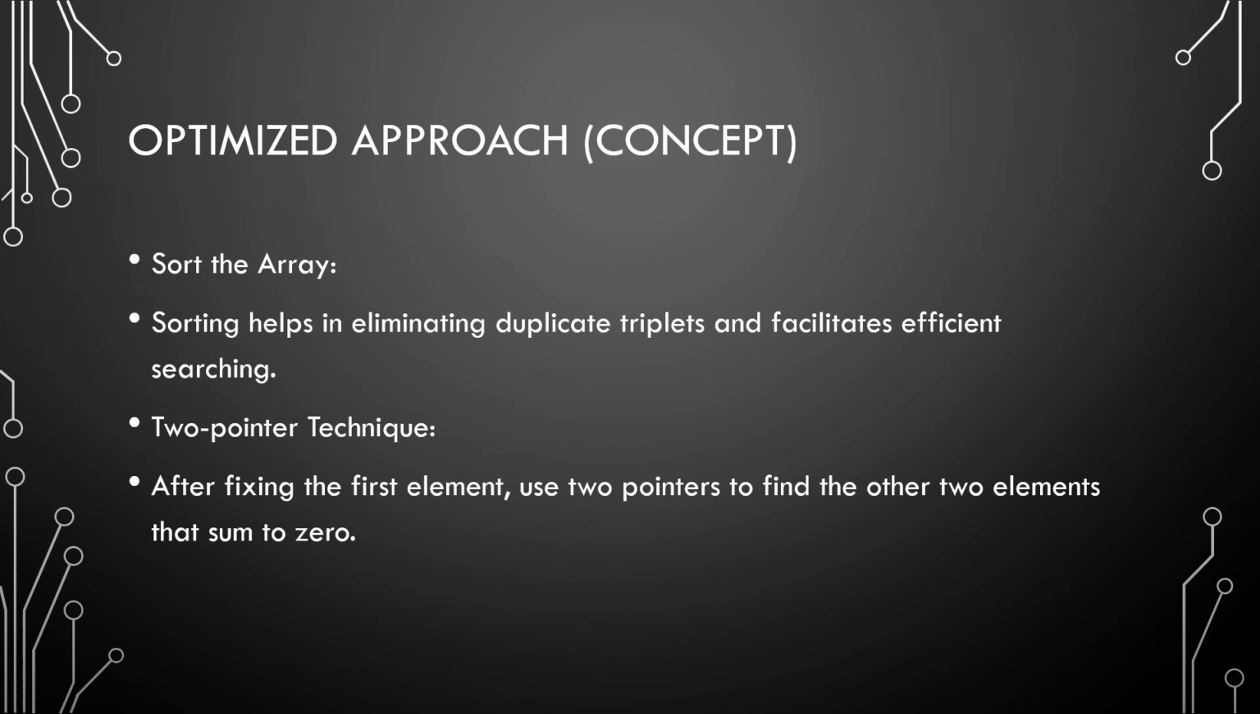The optimized approach involves sorting the array first. Sorting allows us to eliminate duplicate triplets and speeds up the search for pairs that sum to 0. Next, we use a two-pointer technique. After fixing the first element, we use two pointers to search for the other two elements that together with the first element sum to 0. This method is more efficient and reduces the time complexity to big O of n squared, making it suitable for larger arrays.